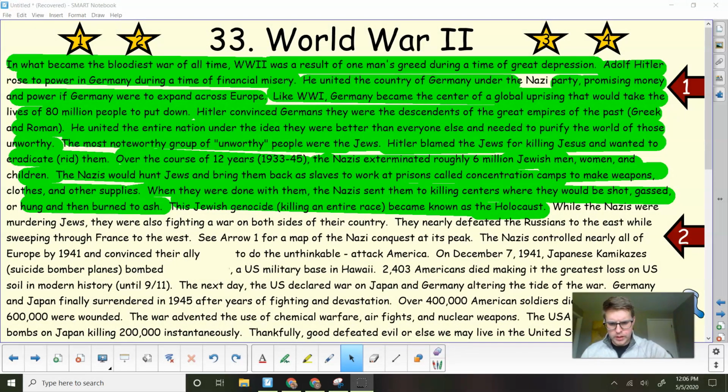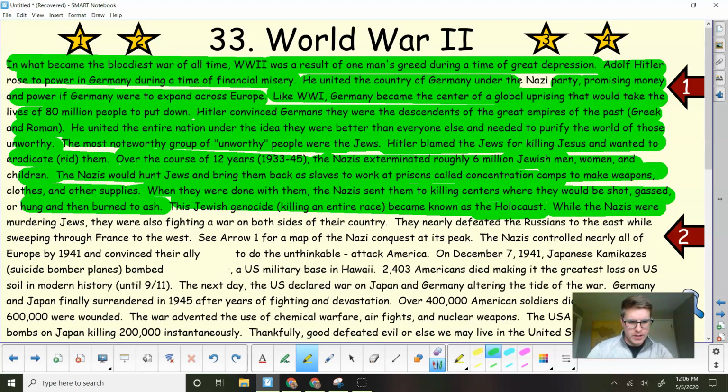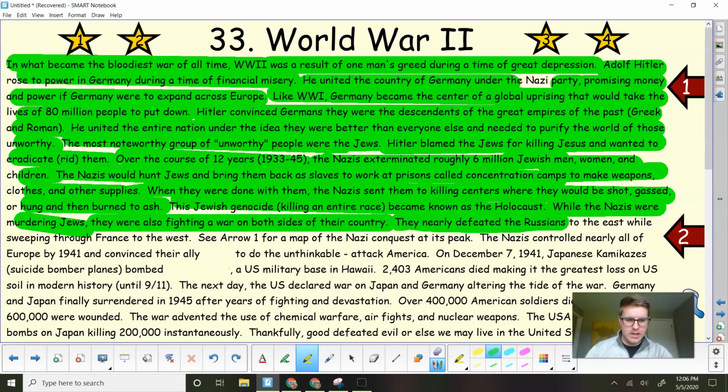So if you look down at the bottom of my screen, I have highlighted up to what we read yesterday. If you'd like, read out loud with me as I continue, okay? You ready? While the Nazis were murdering Jews, they were also fighting a war on both sides of their country. They nearly defeated the Russians to the east while sweeping through France to the west.